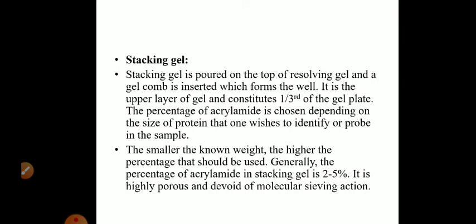The stacking gel: above the running gel we place a 1/3 layer of stacking gel. Stacking gel is poured on the top of the running gel, and a gel comb is introduced into the stacking gel so that wells are formed in the upper layer of the gel, and it constitutes 1/3 of the gel plate. The percentage of acrylamide depends upon the size of the protein. Actually the pore size is larger in stacking gel, so we have to use less acrylamide. The smaller the known weight, the higher the percentage that should be used. Generally, the percentage of acrylamide in stacking gel is 2 to 5%.